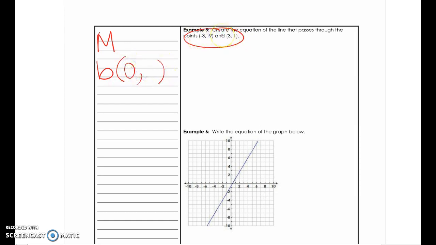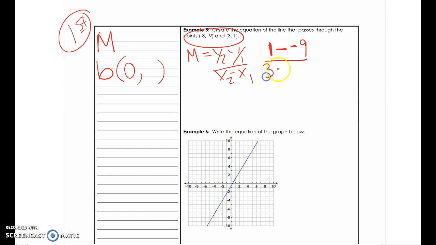Given 2 points, first find the slope. So the first thing I'm going to do is use the slope formula to find the slope. So y sub 2 is 1 minus negative 9 over 3 minus negative 3. So that turns into minus a negative, which is a plus, 10 over 6, which is 5 over 3. So I know that the slope is 5 over 3.